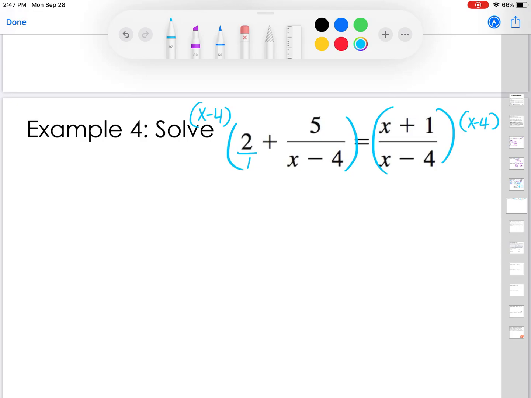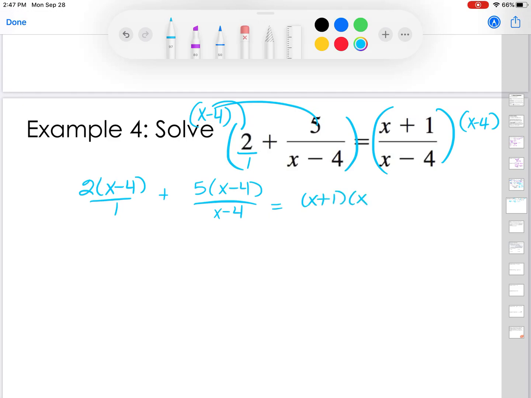Again, I'm going to write the step out. You don't need to write it if you know how to do this in your head. So x minus 4 times 2, technically over 1, plus x minus 4 times that 5 over x minus 4 is equal to, and we have x plus 1, x minus 4 over x minus 4. Again, you don't have to write the step if you know how to do this. All right, so the 1 means nothing, so I really just have 2 times x minus 4. Okay. In the next fraction, my x minus 4's cancel, so I just have a 5. And in that last fraction, my x minus 4's also cancel, so I have x plus 1.